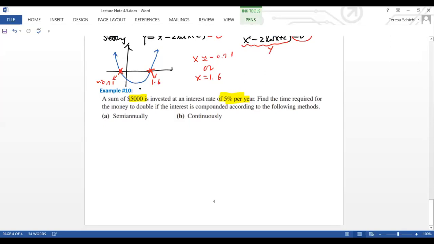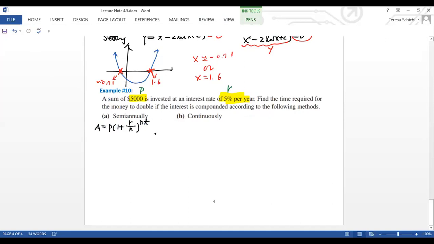Okay, so let's write this out. 5 is my principal, this is R. Find the time required for the money to double if interest is compounding according to these methods here, right? So remember the interest here, if compounding a certain period, do you still remember the formula? P, then 1 plus R over n, to the nt.